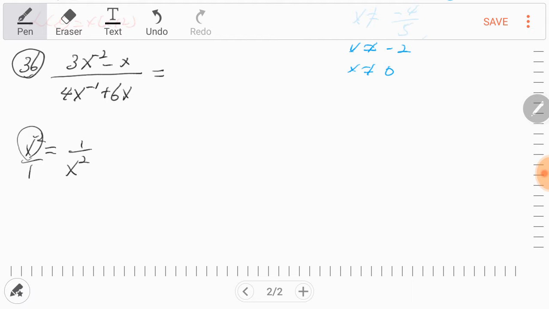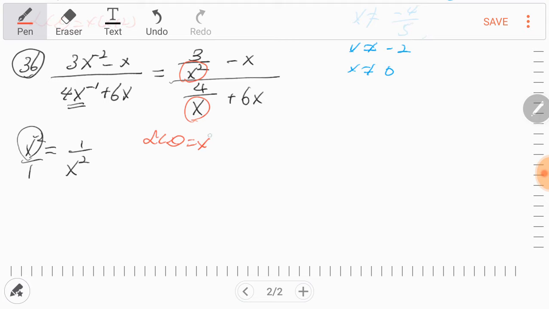So 3 over, we can move x to the negative 2 power to the denominator, then x squared minus x over, and even this one, 4 over, the denominator becomes x to the first power, which is positive 1, and then plus 6x. Okay, so from here, let's multiply each term, each expression, by the LCD. So x squared is a denominator, x is a denominator, so the LCD is what? X squared.